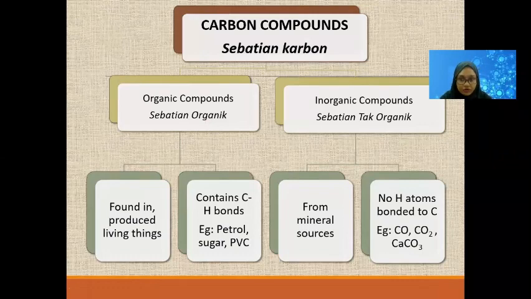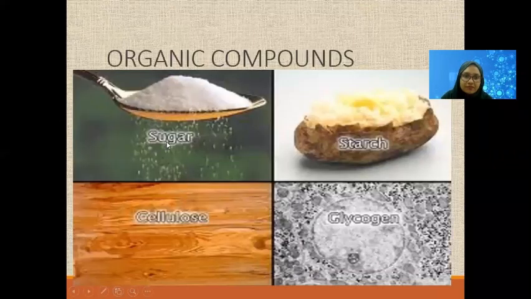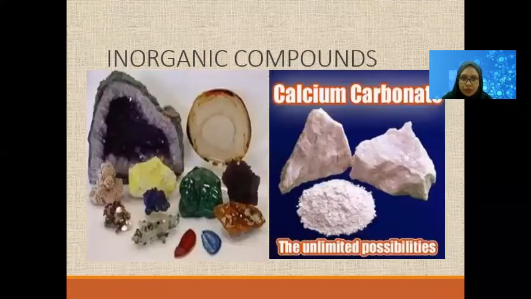Inorganic compounds are compounds from mineral sources. They don't have hydrogen atoms bonded to the carbon. Examples are carbon dioxide, carbon monoxide, calcium carbonate, and so much more. Organic compounds are actually all around us in our daily life, for example the sugar that we eat every day, starch from potatoes, cellulose, and glycogen. These are all organic compounds. Inorganic compounds, as I mentioned previously, like calcium carbonate, are from mineral sources.